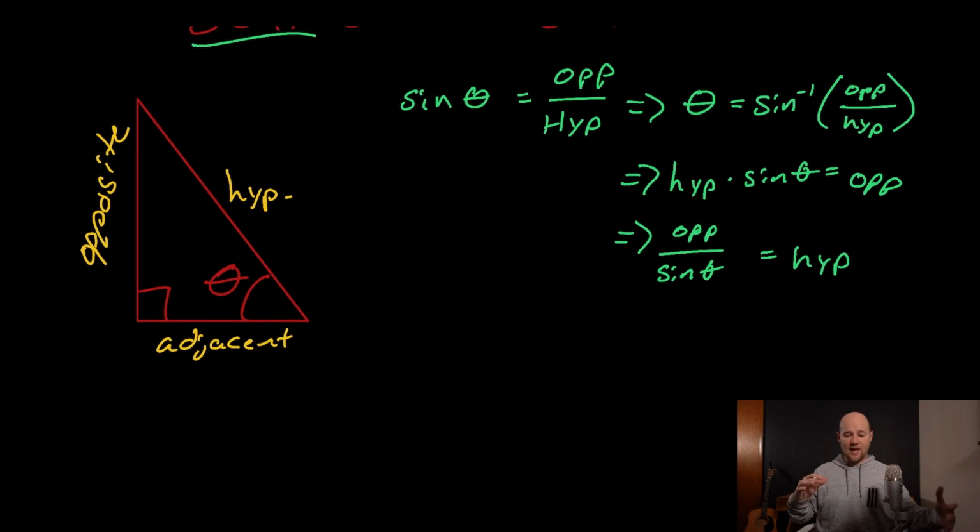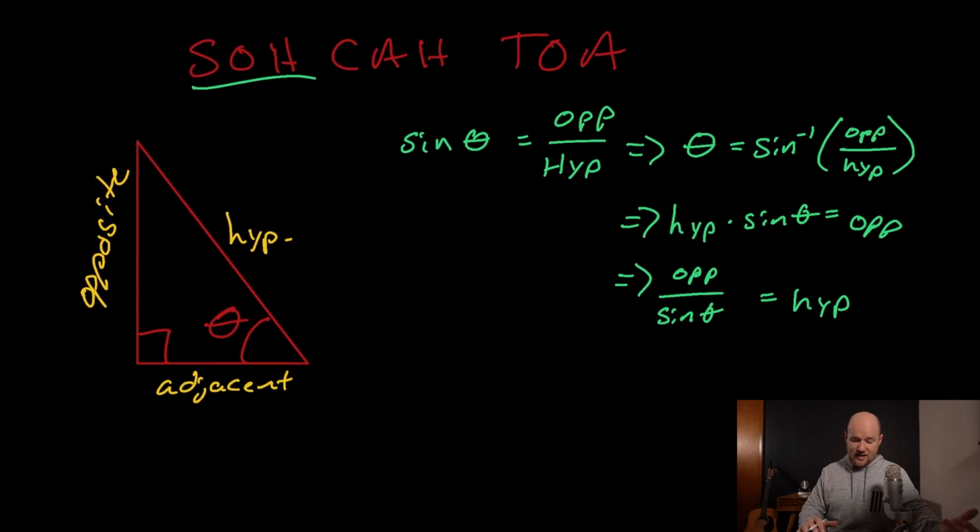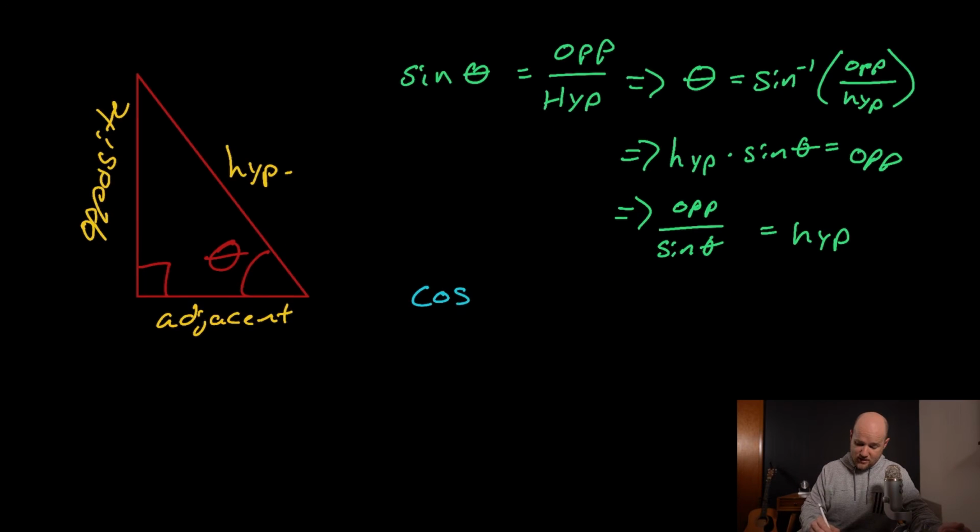So we're just doing algebra manipulation to get different equations. One way to find the angle, one way to find the opposite length of the triangle, and another way to find the hypotenuse of the triangle. So that's for sine, but what about cosine? So cosine is the adjacent and the hypotenuse. So cosine of the angle is equal to adjacent divided by hypotenuse.